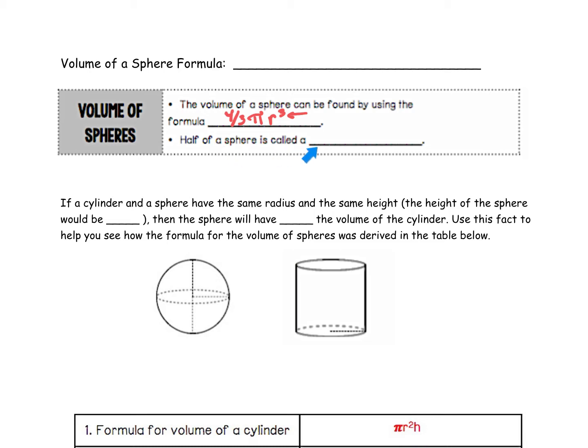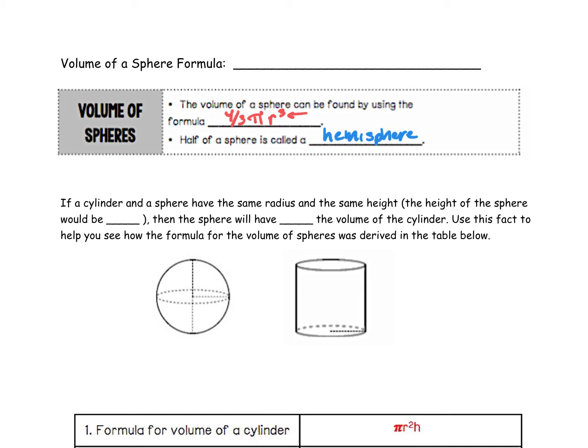Half a sphere is called a hemisphere, and you may have heard that word before. So let's write that. All right, so we're going to explore and see where this formula came from. If a cylinder and a sphere had the same radius and the same height, okay, so let's explore that.